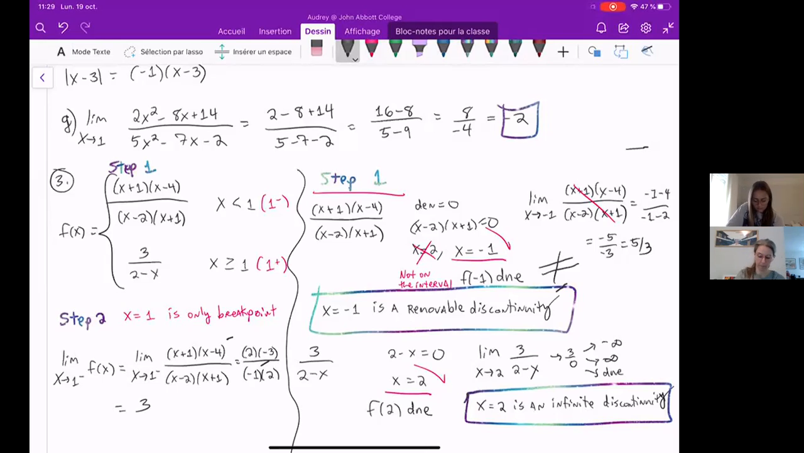Wait, so why is at -1 instead of removable discontinuity? So at -1, it's a removable discontinuity because the thing that broke from the limit definition was that the limit exists. The left and right sides are equal. The limit exists. It equals 5/3, but it doesn't equal the reality. So if I were to graph this thing, it would be like saying at -1 and 5/3, my limit is going there, but the reality is there is no closed dot. There's just that open dot right there. Okay.